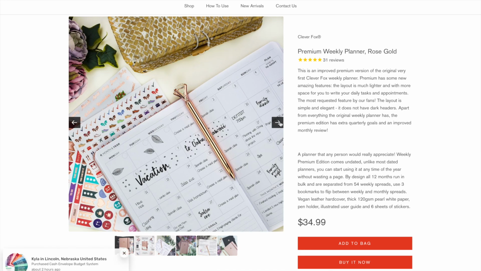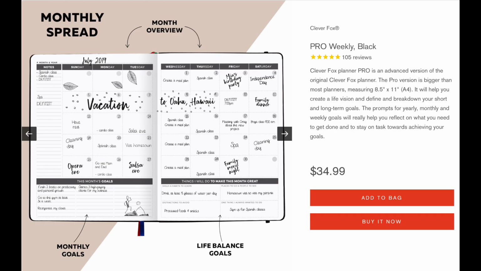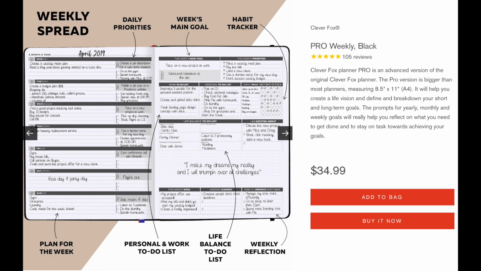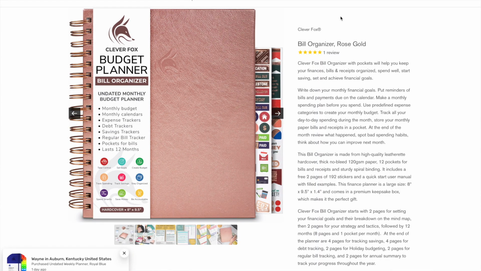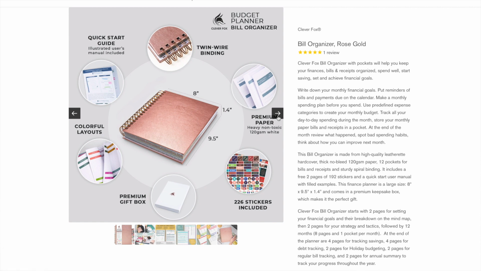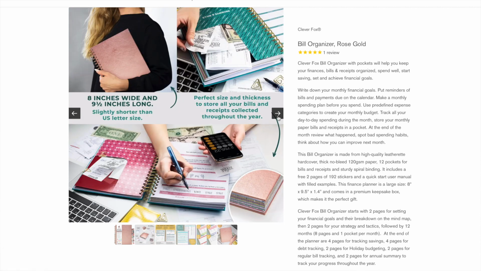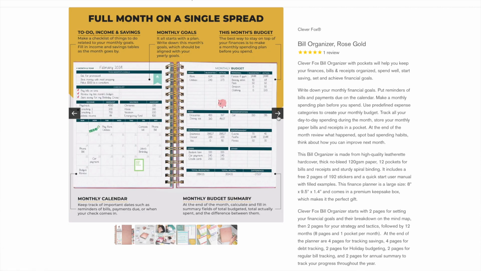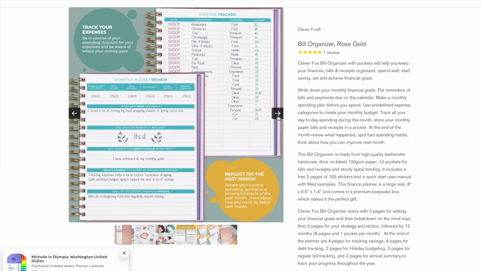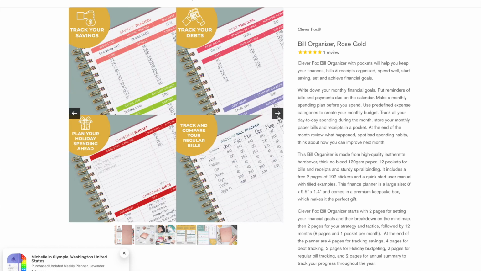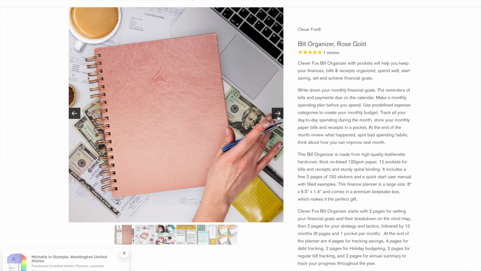Then they also have a pro size planner, which is a larger size. That's going to cost you $34.99. One of the other really cool planners I saw on their website is the bill organizer, and then their cash envelope system as well. They also have a specific goal setting planner, which I think runs about 13 weeks. They have a budget planner, and they have fitness planners, as well as a few options for stickers.